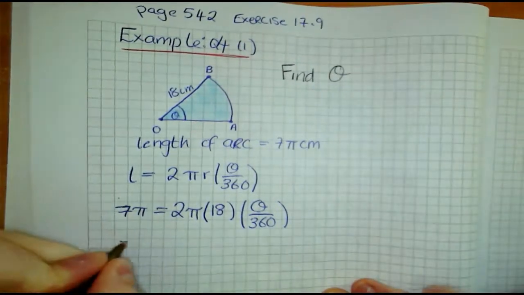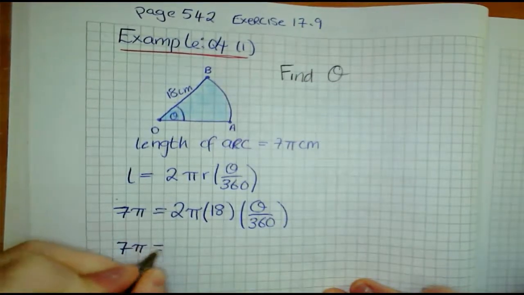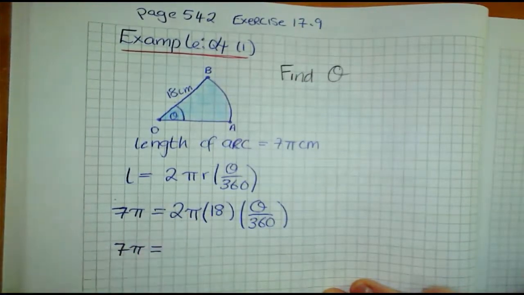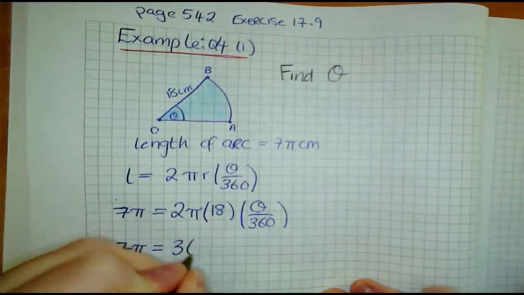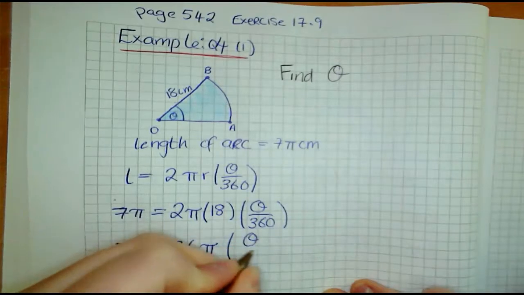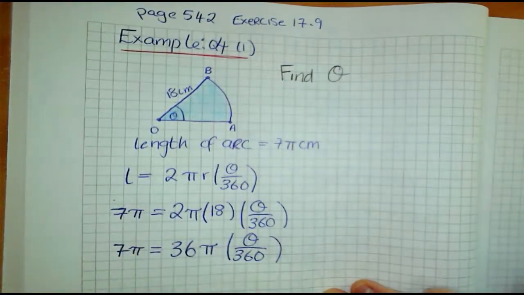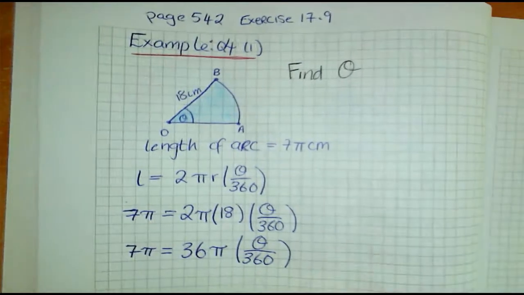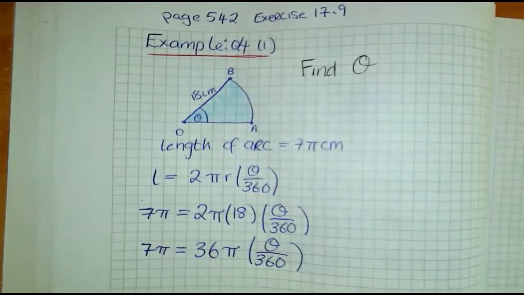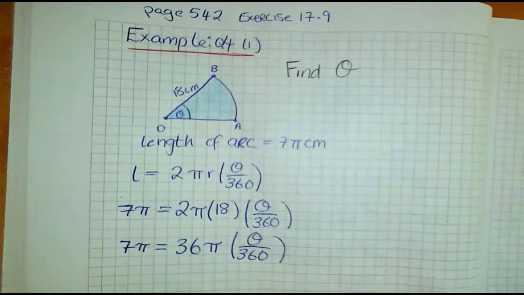So 7 pi then comes down, is equal to 2 multiplied by 18 is 36, and our pi by theta over 360. Okay, so now we're trying to tidy up this equation to try to get theta on its own. So the first thing I'm going to do is get rid of this 36 pi.